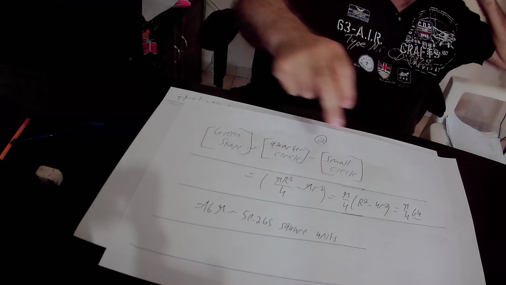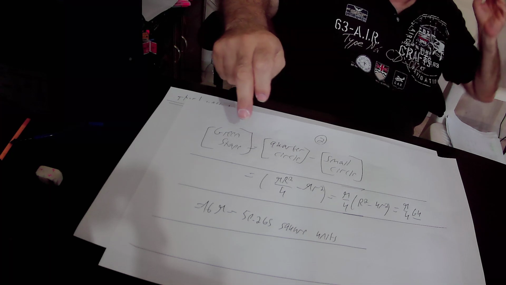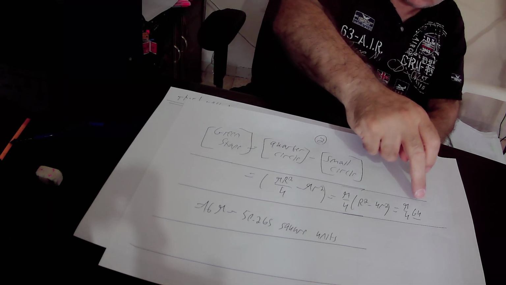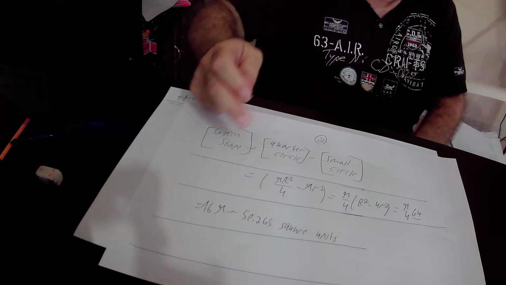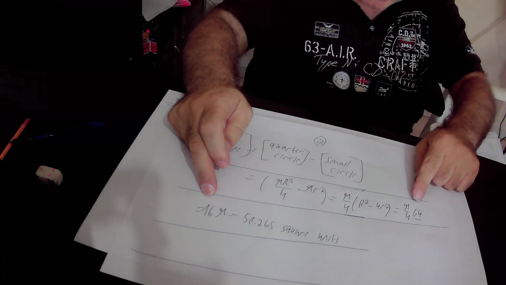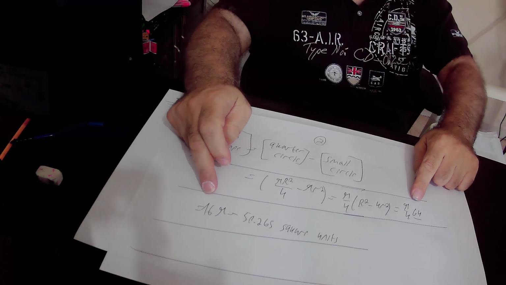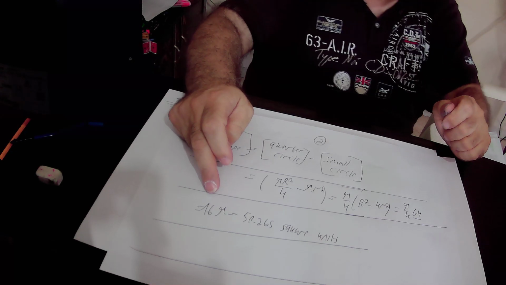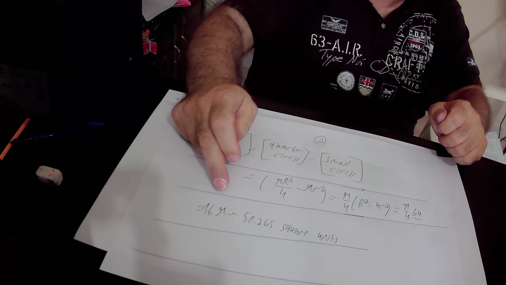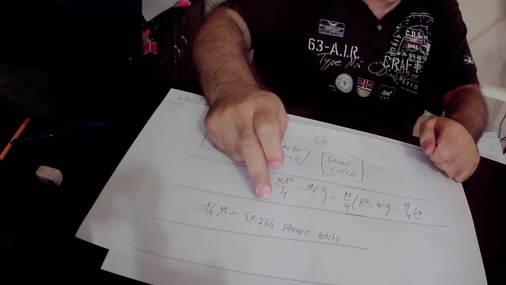We did it and we got that the area of the green shape equals pi over 4 times 64. 64 over 4 is 16. So in total this expression equals 16 pi. So we found that the area of the green shape equals 16 pi square units, or in terms of numbers it is equal to 50.265 square units.